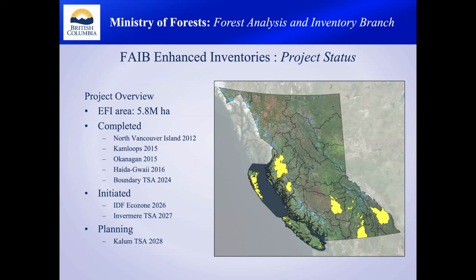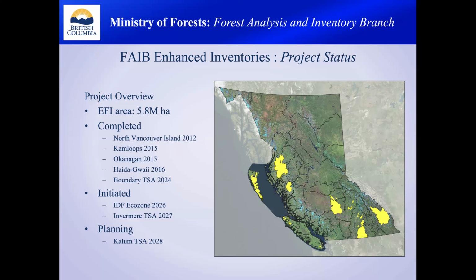So we'll get into some of the project status here. So this is just as an overview. Currently, there's 5.8 million hectares that are at some stage in the process of an EFI. Those that are completed, some scattered areas, the North Vancouver Island, Kamloops and Okanagan, again, kind of scattered. And then in 2016, we had Haida Gwaii, formerly Queen Charlotte's. It's a larger area there. And then the boundary timber supply area in the south of the province, that was complete last year. I'll get into the details of the status of each individually next.